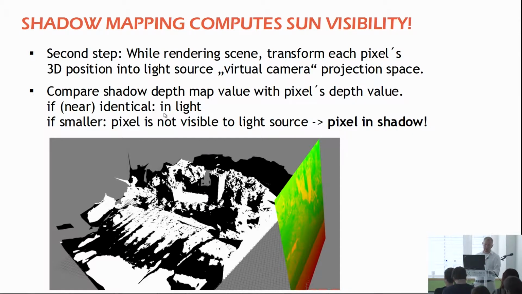Then you do a shadow depth map lookup and compare it with the pixel's current depth value that has originated from this transformation. If it is near identical, then the pixel is in light. If it is smaller, then the pixel is not visible to the light source, so the pixel is in shadow.